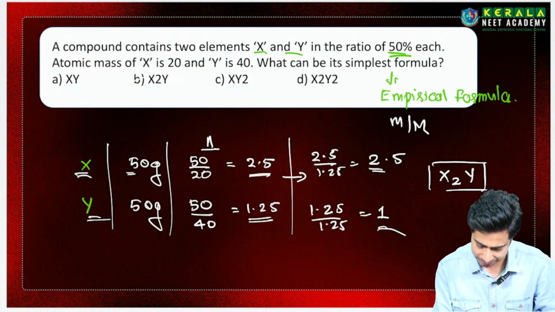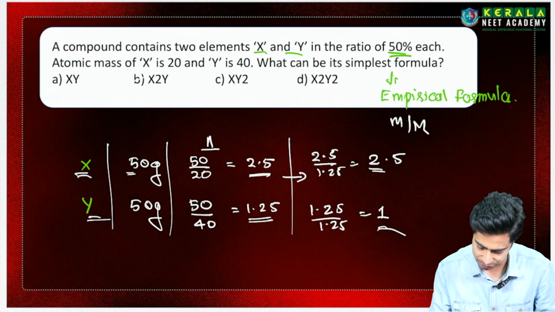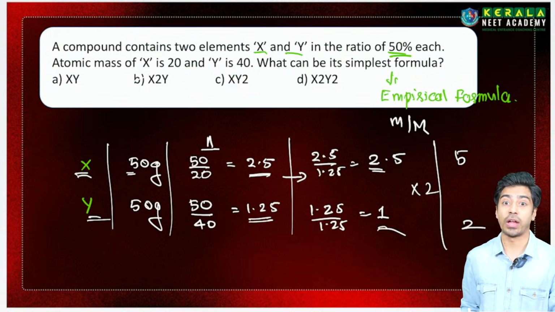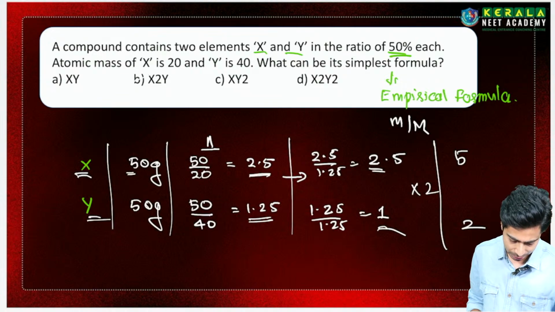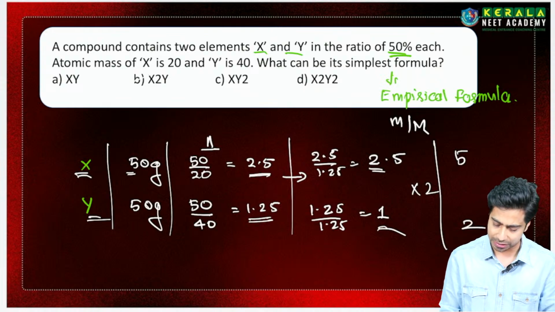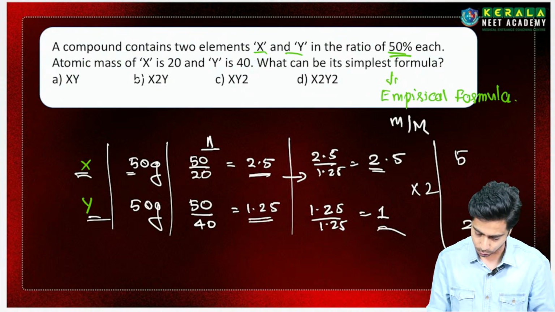But if your calculation goes like 2.5 and 1, then in the next step you multiply, so it will become 5 and 2. So x5y2 will be the simplest formula. Okay, a very simple question to calculate the empirical formula. And listen, for the empirical formula there are some relations that you have to study. Okay, Ishani, correct, x2y will be the formula.